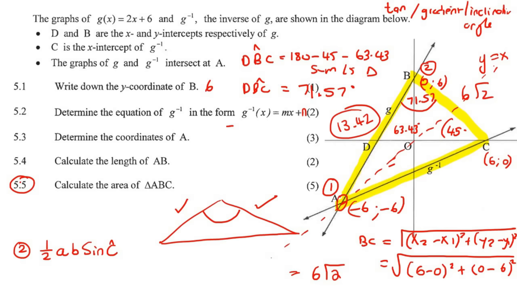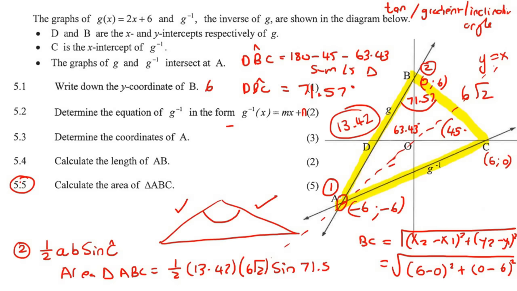Now we can go use the area formula. So area of triangle ABC would then be 1/2 times 13.42 multiplied by 6 square root 2, multiplied by the sin of the angle between those two, which is 71.57. Wow, what a question. Go ahead, type that all in. And we should get 54.02.